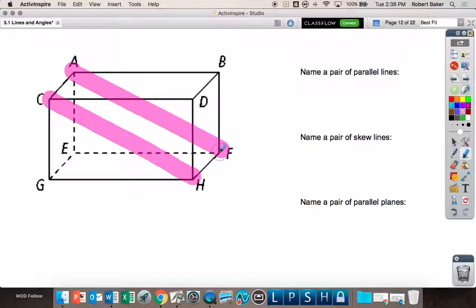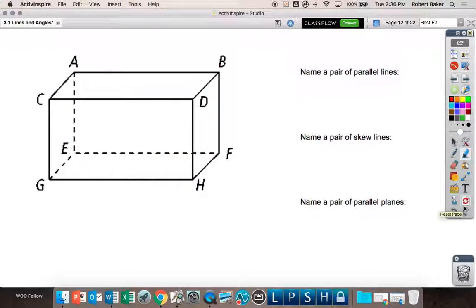Well, what about those lines? Crazy, right? So there's all these diagonal lines on the front of the box, the back of the box, the top of the box that are also parallel. So lots of fun stuff we can do there.